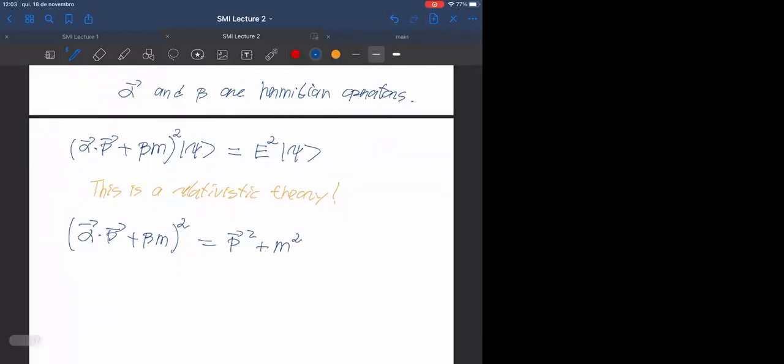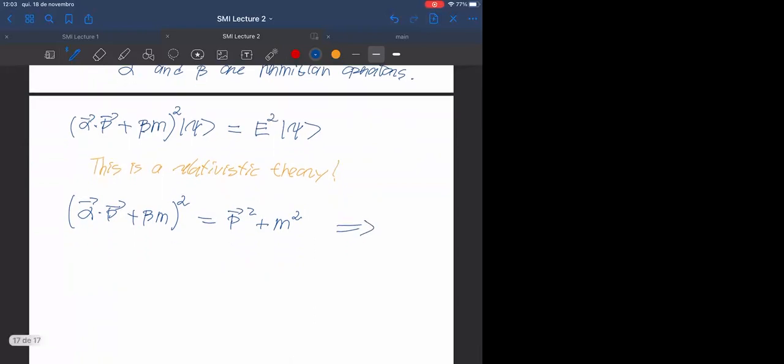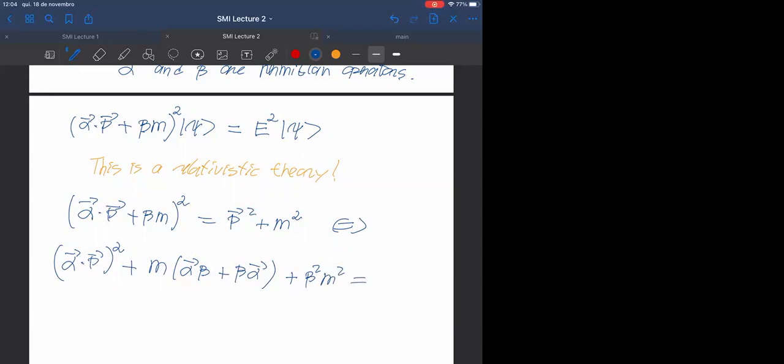And if you just expand the left-hand side, we'll conclude a few things. Maybe I should write it so that you can visualize it here. The expansion is not extremely big, so on one side you have alpha dot p squared plus m, and now we have alpha beta plus beta alpha. This quantity does not necessarily commute, that's why we have to write it like that. Plus beta squared m squared, and this is equal to p squared plus m squared.